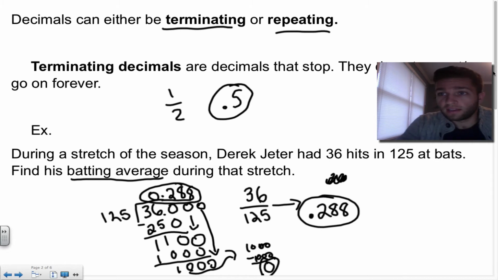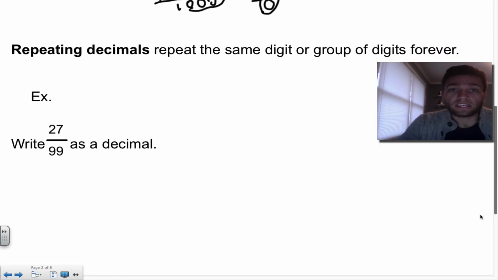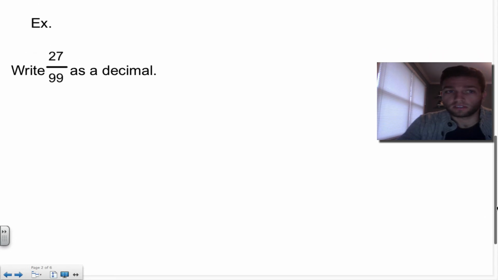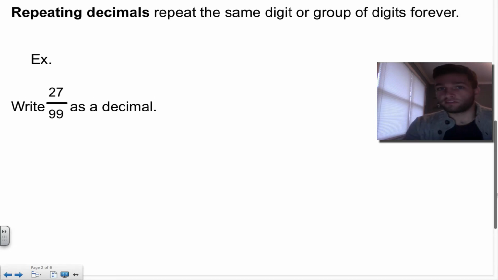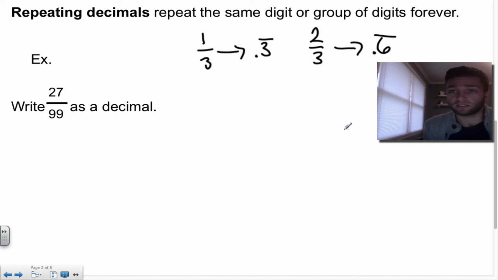On the flip side, we have repeating decimals. Repeating decimals do seem to go on forever, but what's going on forever is a repetition of the same digit or group of digits. A popular one that you know as a benchmark is 1/3. That's 0.3 repeating. Or even 2/3, you should know, is 0.6 repeating.